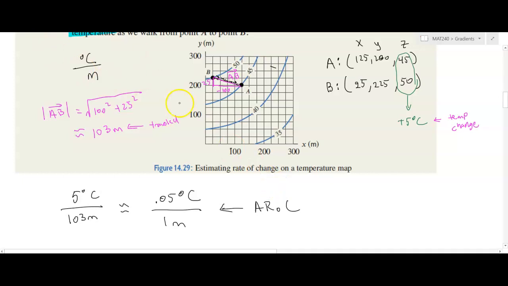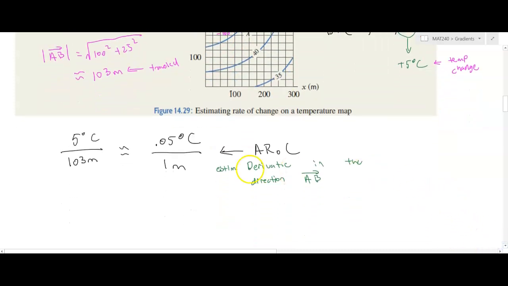Now, one other way to think about this is that what we've really calculated is the directional derivative, or the derivative in the direction of the vector AB. So this is an estimate of the derivative in the direction of AB. Again, we've used distances that are not exactly infinitesimally small, but this average rate of change is perhaps our best estimate, only because we have no contours between 45 and 50 to shorten that distance a little bit.